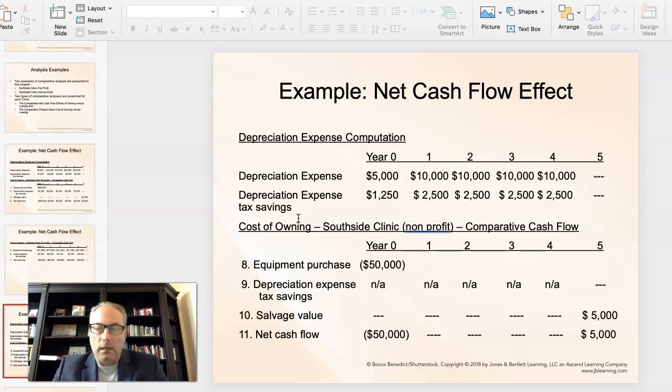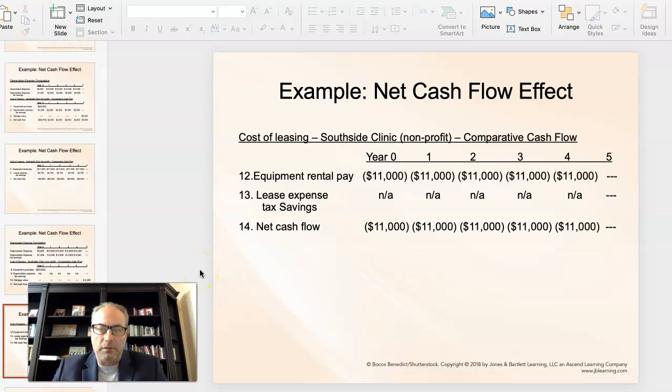All right, so on our net cash flow effect example, we have the $5,000 in year 0 for the half-life depreciation, and then our $10,000 for the remaining years. On our equipment purchase of $50,000, this is for the South Side Clinic, which is not for profit, so there are no depreciation tax savings here. Just the end-of-life salvage of $5,000. We see that on our equipment rental, what we're paying, what the lease savings are, which there are none, and then our impact of $11,000 to the bottom line.